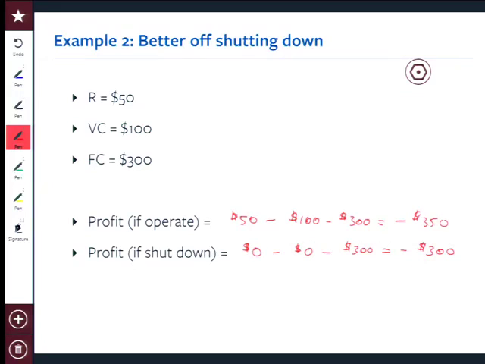Did I have to go through all this crazy math? It's not really crazy math. I think Noah could do this one. Not really. But the point here is I don't have to do that. I can just look at revenue and variable costs. Since revenue is less than variable costs, this firm should shut down.